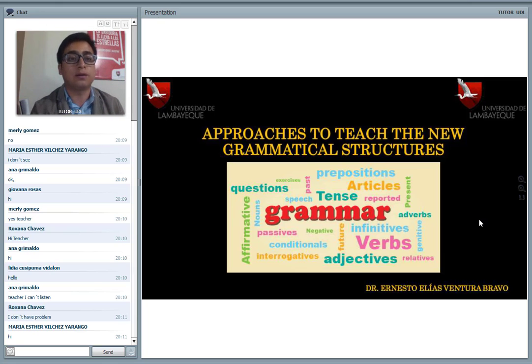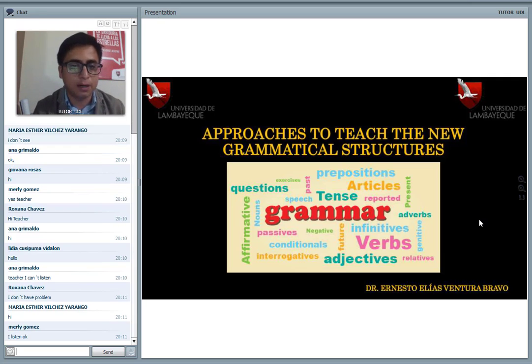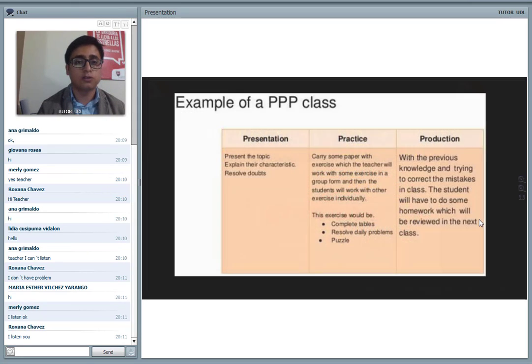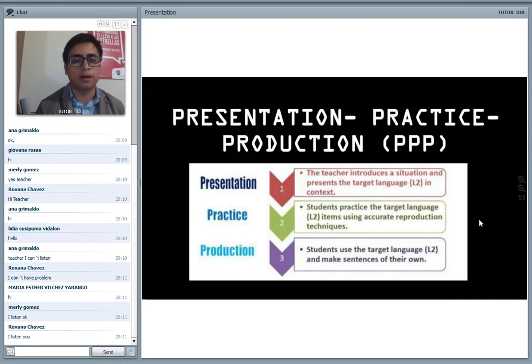So we are going to start today with our class. And let me introduce the topic for today's class, which is about approaches to teach the new grammatical structures. Okay, this is our topic for today. So in other words, we are going to learn how to teach grammar using different kinds of techniques, methods, or approaches, right? So let's start with the first one today.